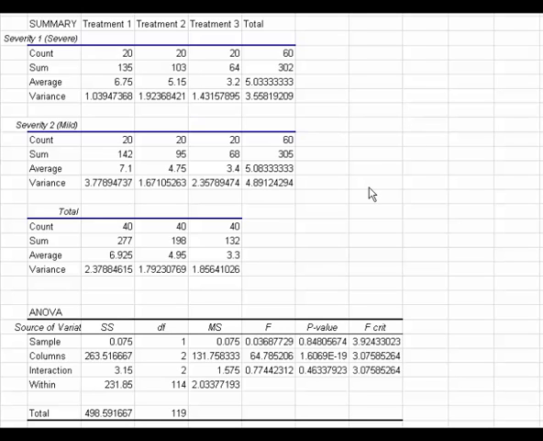And a couple things to point out. Excel doesn't label the sources of the variance. Instead, it uses general terms. So sample here represents the severity 1 and severity 2. And the columns represent the information we had on columns, which would be treatment 1, treatment 2, treatment 3. And interaction represents the interaction between the severity levels and the treatments.